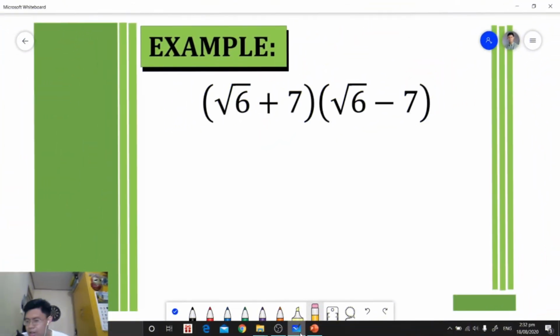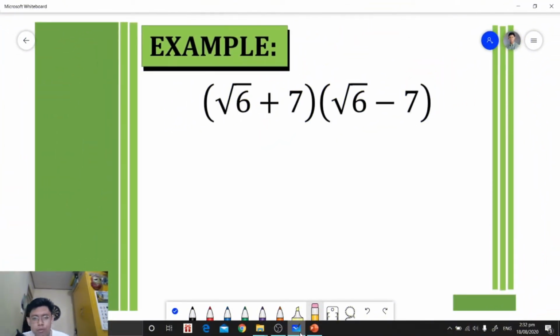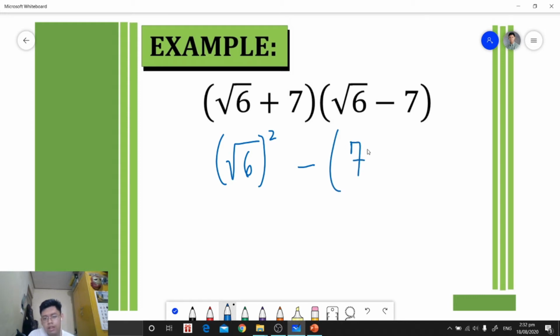Alright. Okay, let's have another example. For example, we are given these two binomials. So, if we're multiplying conjugates or two conjugate binomials, we're going to simply follow these steps. First is to copy the first term and then square it. Minus, copy the last term and then square it.